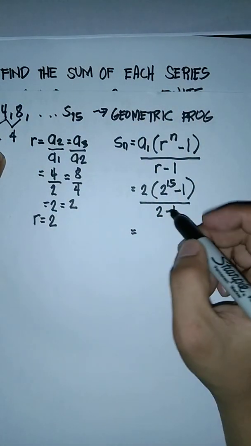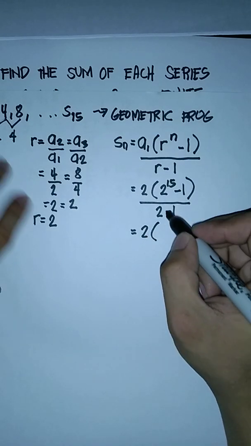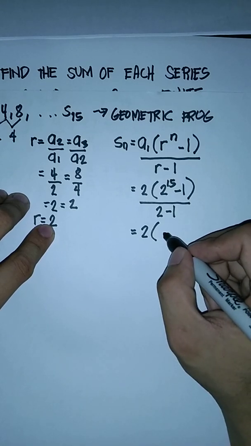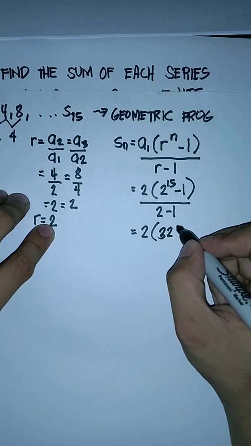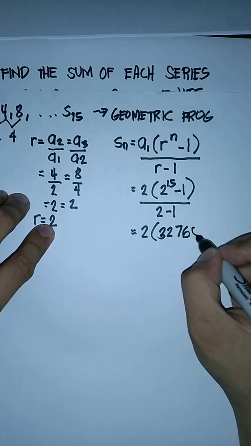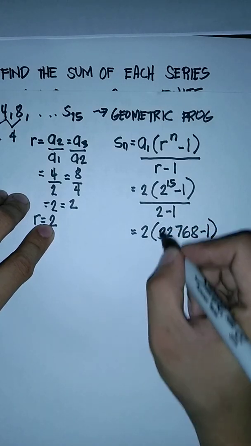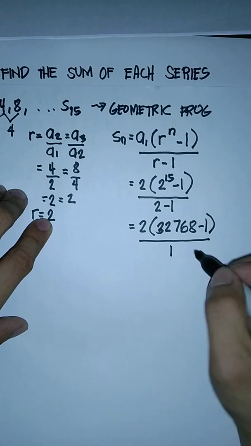And then, atin na lang isi-simplify yan. So, we will have 2 raised to 15, that is 3,768 minus 1 all over 2 minus 1, which is 1.